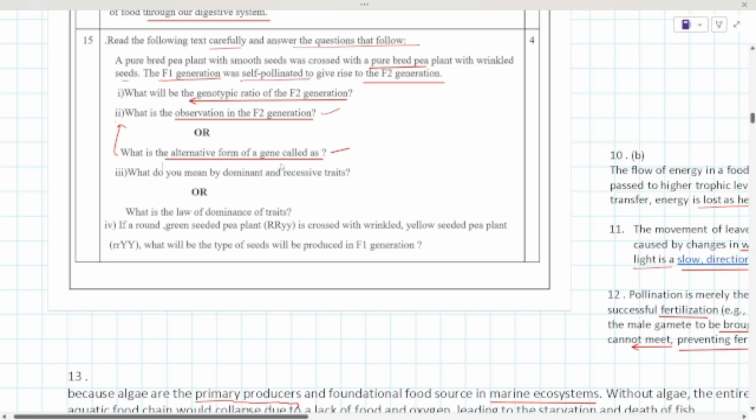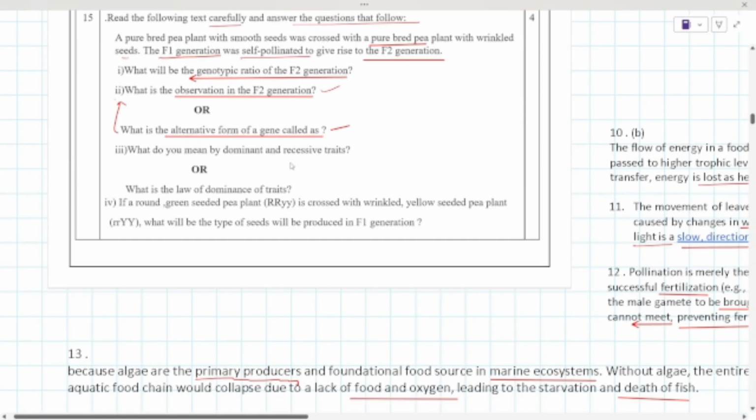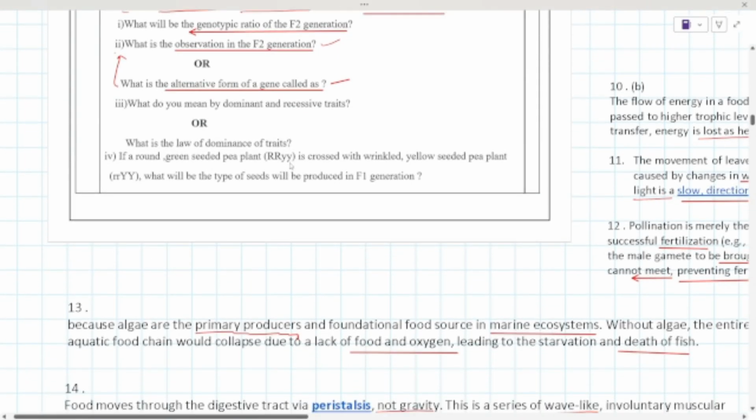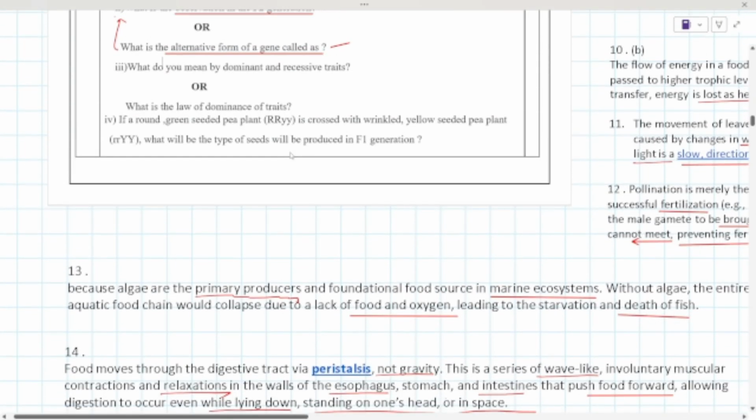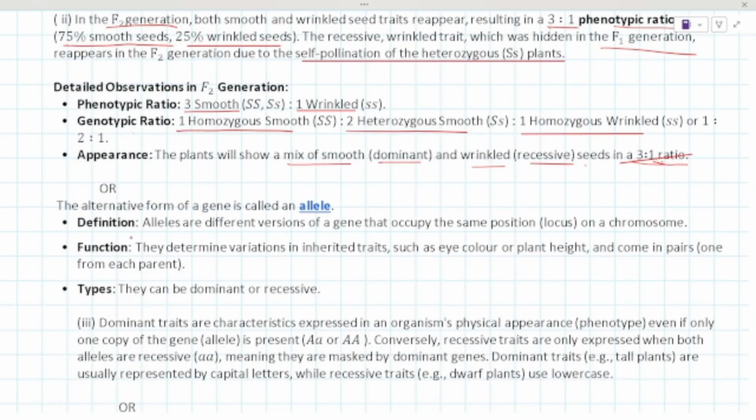The name for gene: DNA or chromosome? I don't know. Okay, no problem.